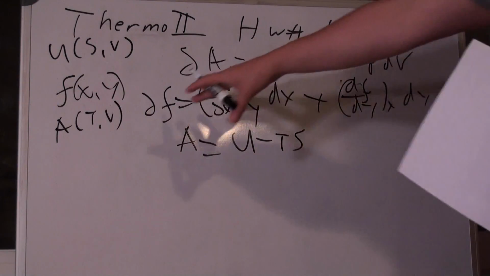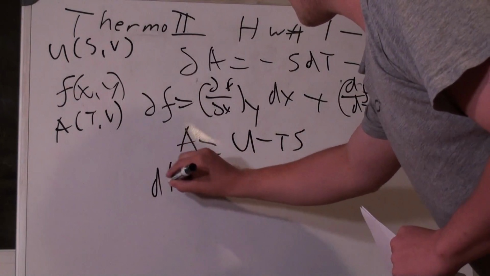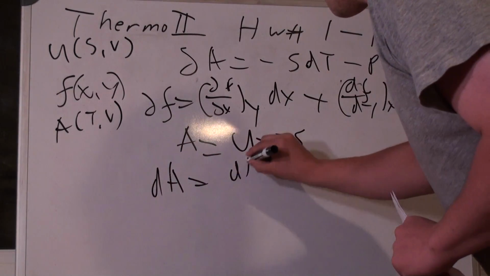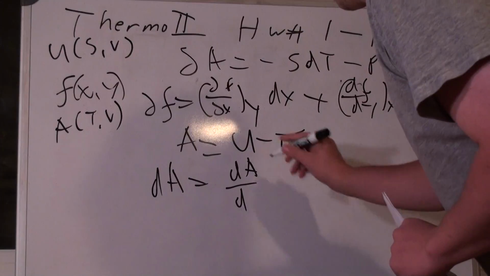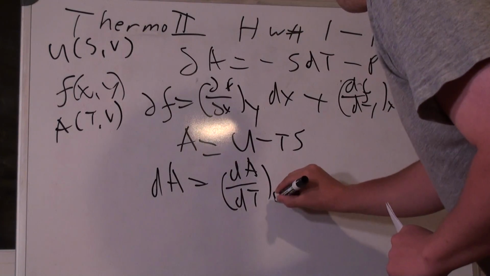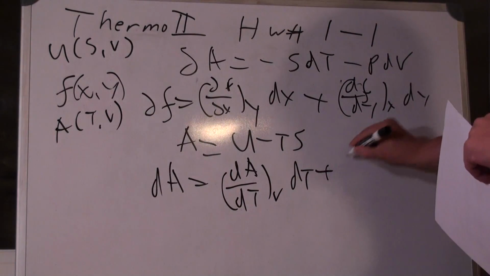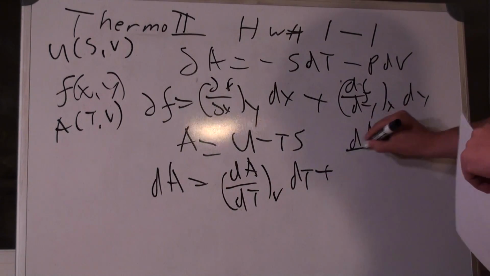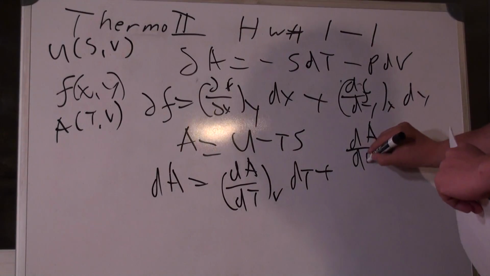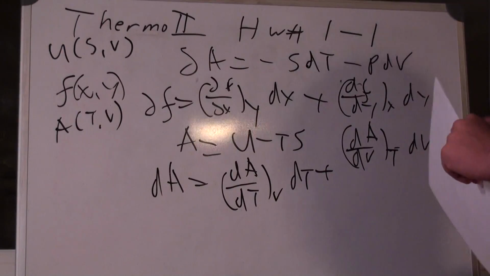Okay, so F is going to be A, and so this is going to look like dA equals dA/dT at constant V dT plus dA/dV at constant T dV. All right.